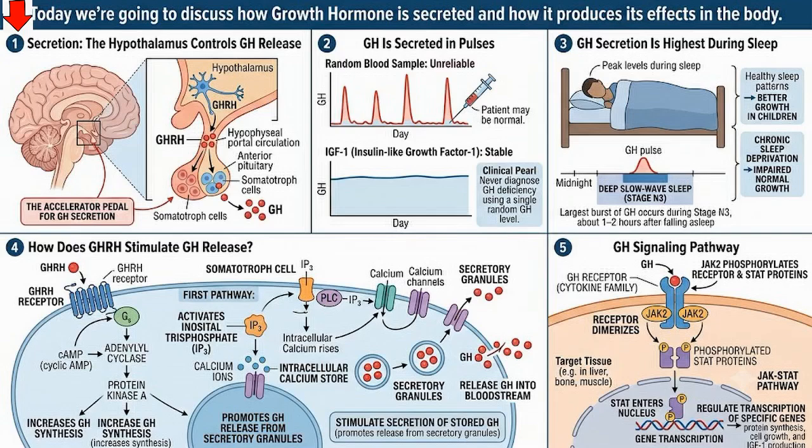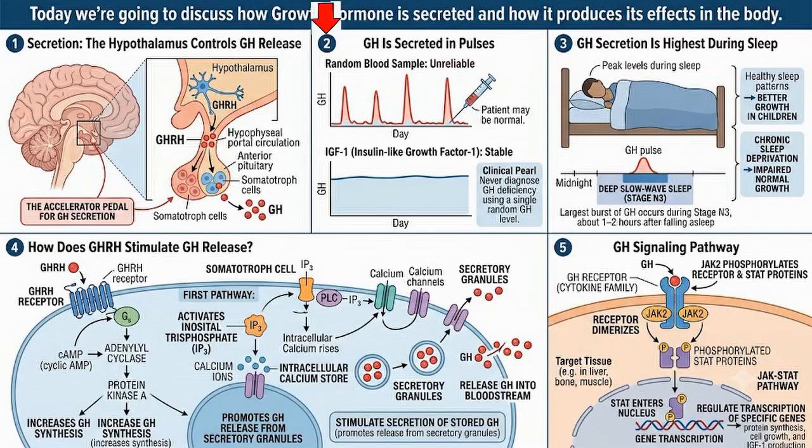The hypothalamus secretes a hormone called growth hormone releasing hormone, GHRH. GHRH travels through the hypophyseal portal circulation to the anterior pituitary. Once it reaches the pituitary, it binds to receptors on the somatotroph cells, stimulating them to release GH. You can think of GHRH as the accelerator pedal for GH secretion.